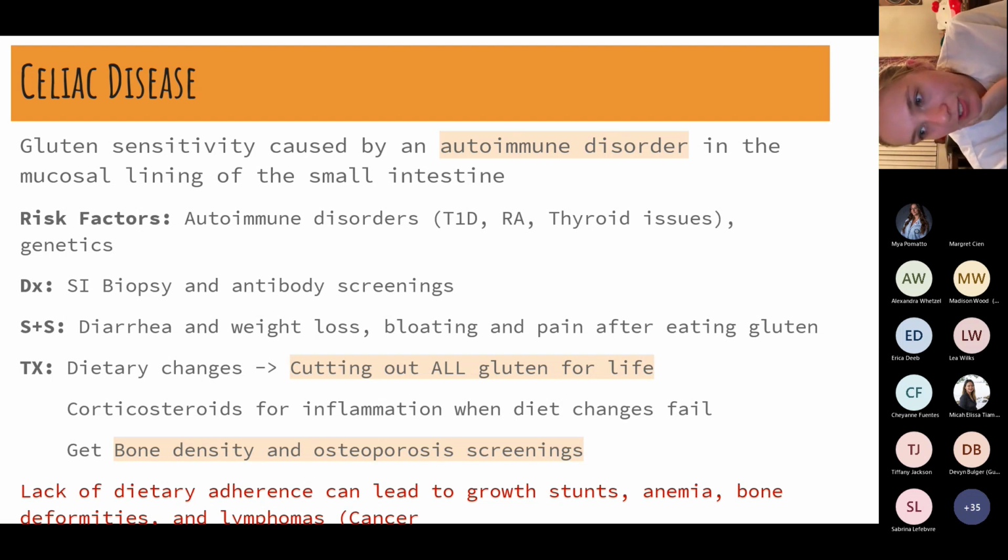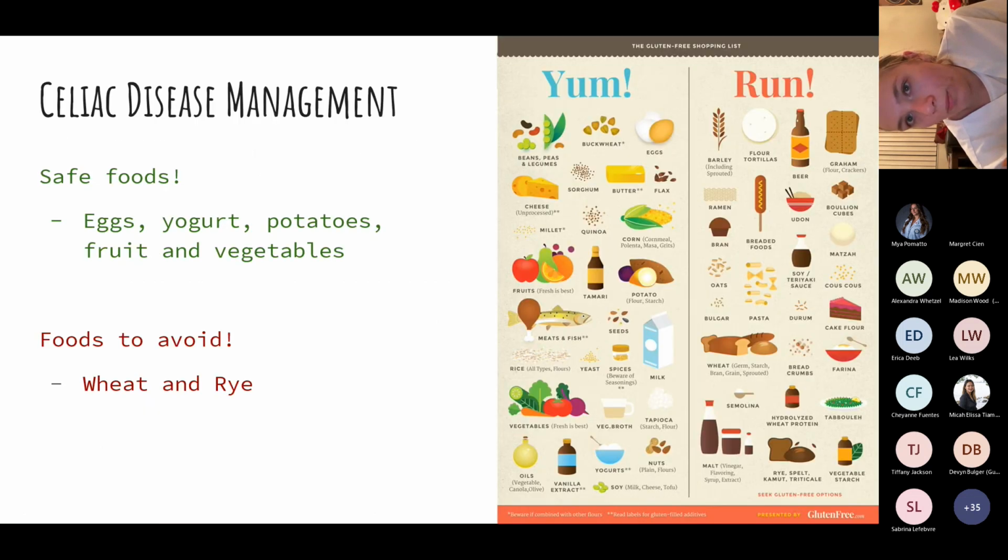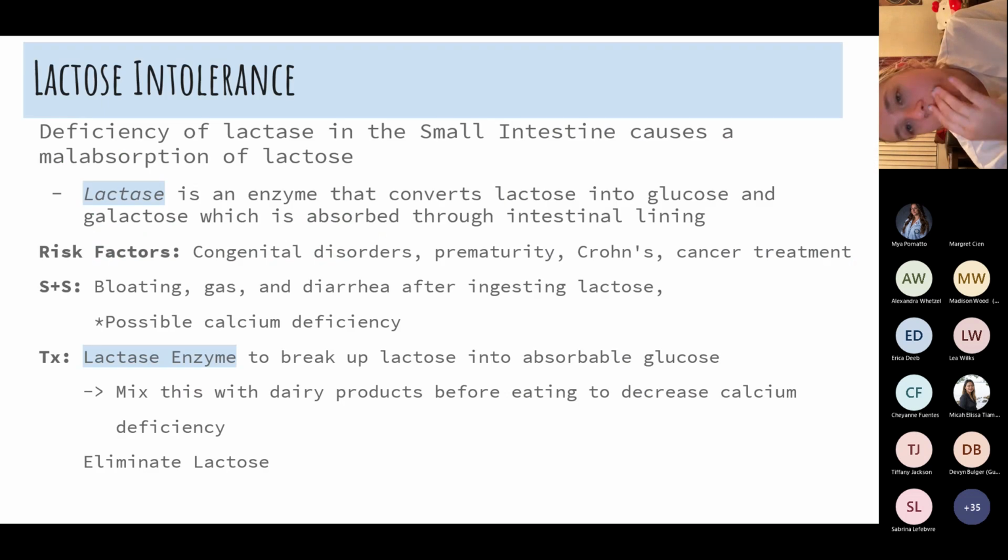The more gluten that these patients eat, it actually puts them at increased risk for cancer. Additionally, a big thing with celiac disease is osteoporosis. So we really want to be teaching how to get some bone density screenings, maybe some vitamin C supplements, vitamin D supplements, anything that can help. So, what foods do you avoid? Wheat and rye. And what are some of our safe foods? Cheese, eggs, butter, milk, veggies, fruits, all the sorts.